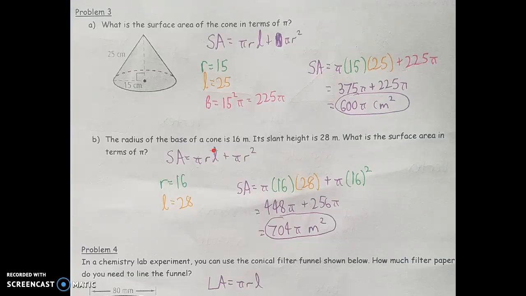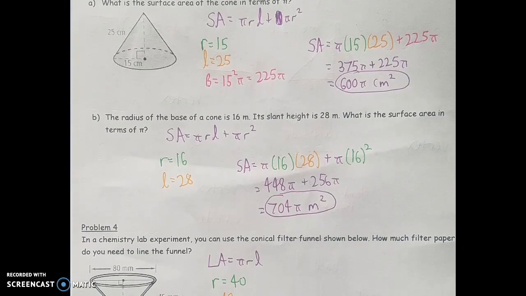Next question, not drawn, but we should be able to find it still. We're given a radius and a slant height, using that to find surface area again. And remember, those are the only two things we're going to have to use in that formula, a radius and a slant height. So if I substitute those in directly, radius is 16, slant height is 28. Also remember to plug in the radius squared for our base area. That should combine to give us 704 pi, and that would be square meters.